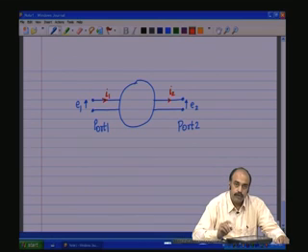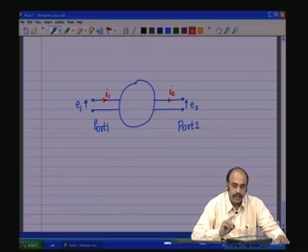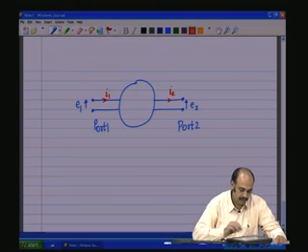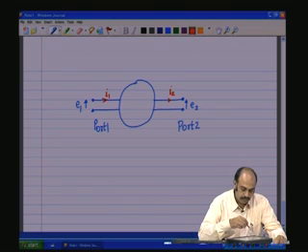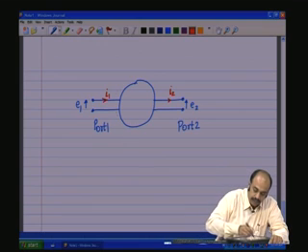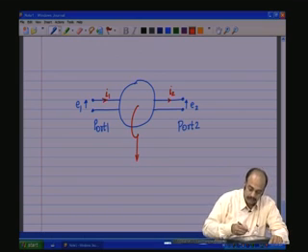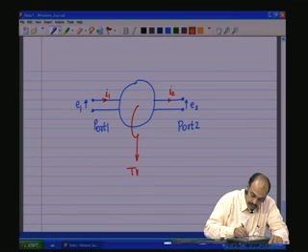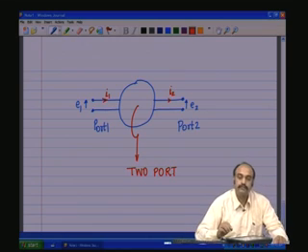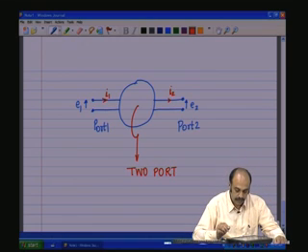So each port, each power port, is associated with two variables, the effort variable and the flow variable, the potential variable and the kinetic variable. Now, this is a two port. This particular equipment or a system is a two port system.